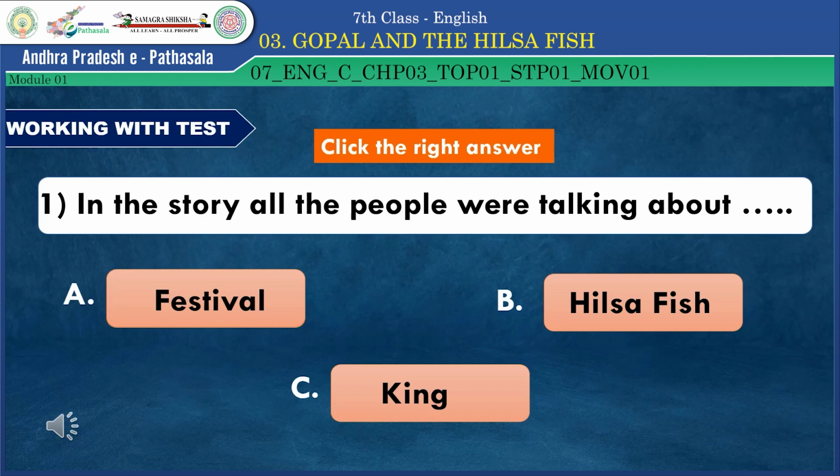Question number 1. In the story, all the people were talking about option A, festival, option B, Hilsa fish, option C, king. Click the right answer. If you are wrong, try again. Good job. Go to the next question.